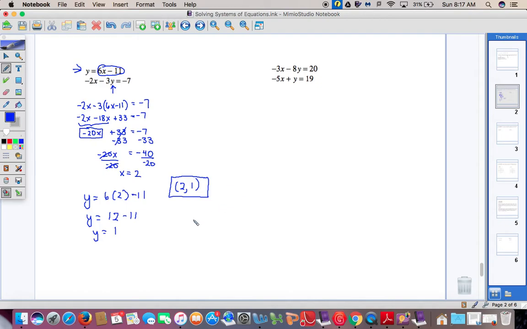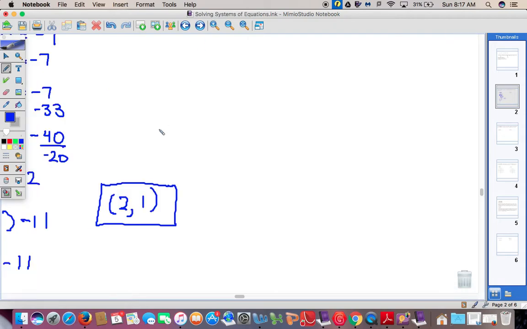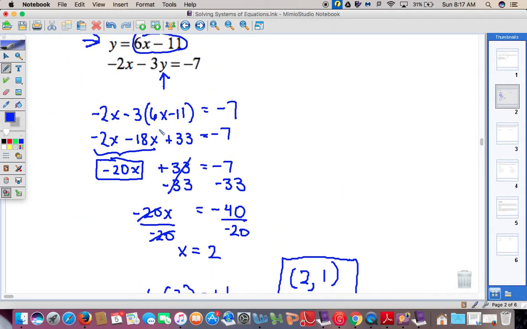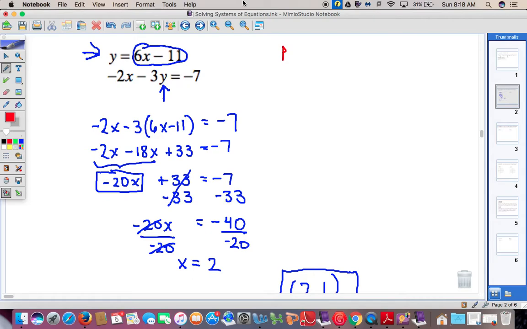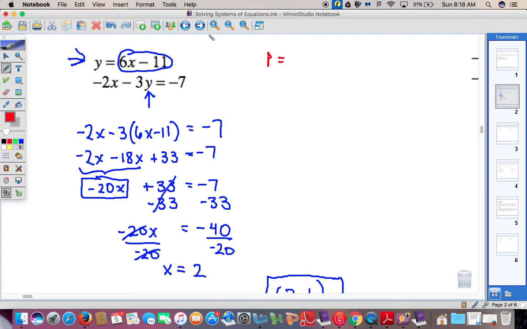I can check it, and you should too. You should check your solutions. If I check this solution, I'm going to substitute a 2 in for x and a 1 in for y. If it works, then I know my solution is true, but it has to work for both equations. Let's start with my first equation. I'm going to say 1 equals 6 times 2 minus 11. So 1 equals 12 minus 11, and 1 equals 1.